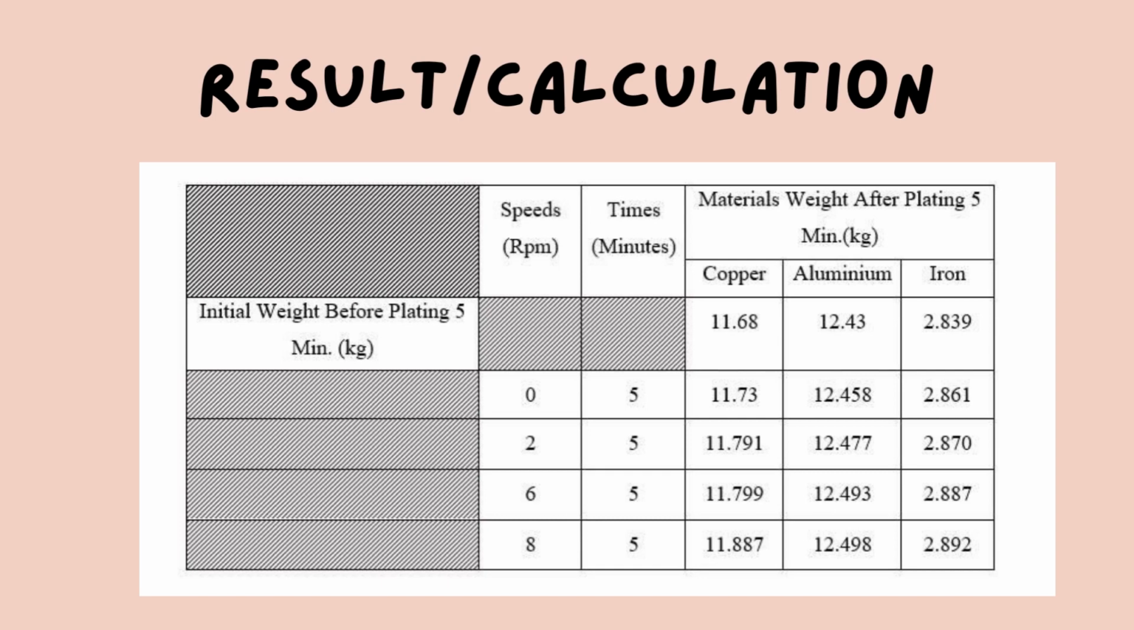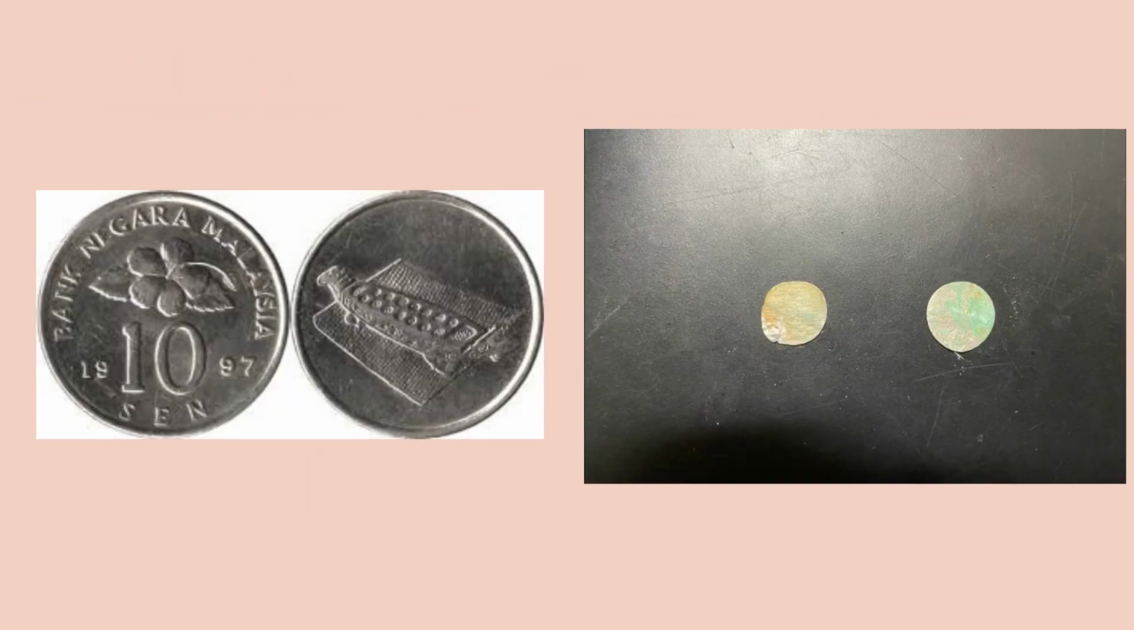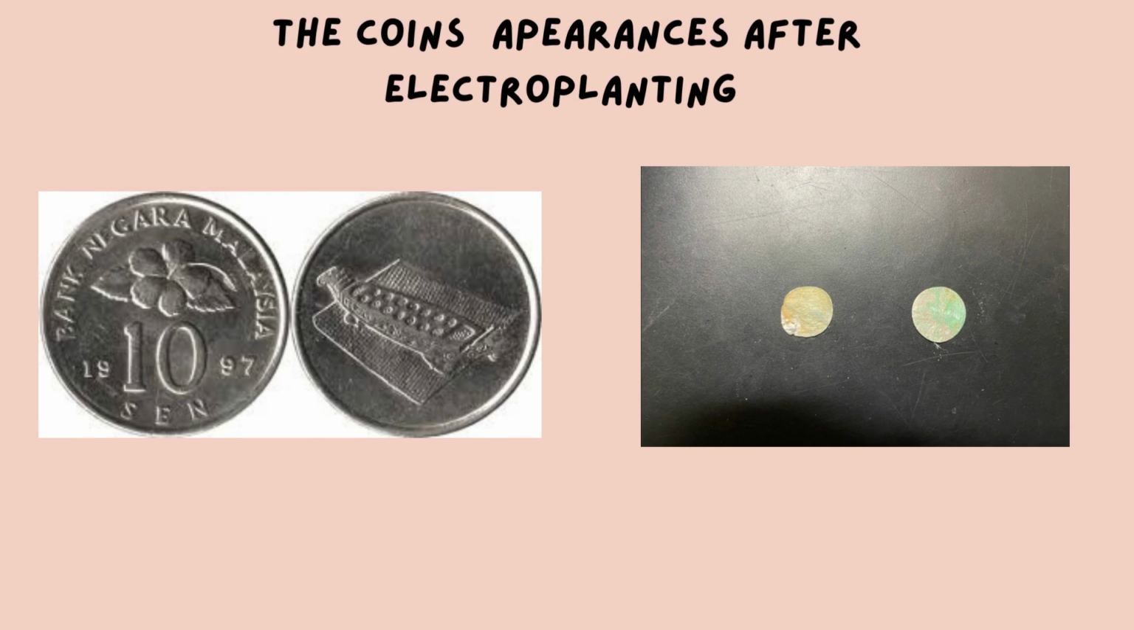When the power supply is on, the stirring and electroplating process take place for 5 minutes with different speed levels starting from 0 rpm to 8 rpm. After finishing the stirring and plating process, we can see the difference in terms of weight of each material, and the thickness of the 10 cent coin is getting thinner. This is a picture before the experiment was conducted and after the experiment was completed. The difference is very noticeable.